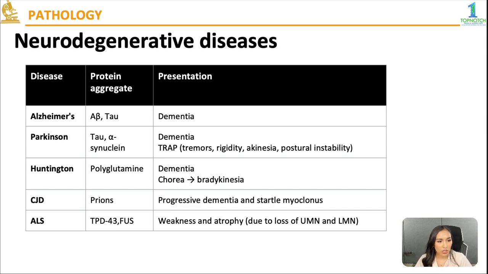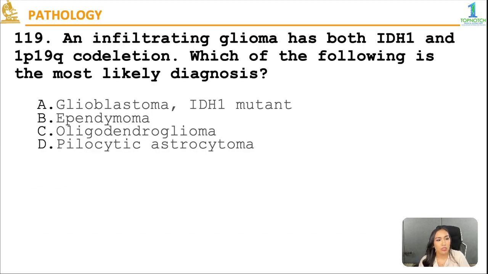ALS is neurodegenerative pero wala siyang dementia. Mostly motor symptoms siya because of the loss of upper and lower motor neuron. It presents with weakness and atrophy. Pero intact naman yung mga cognitive functions mo. Okay? Let's go to 119.